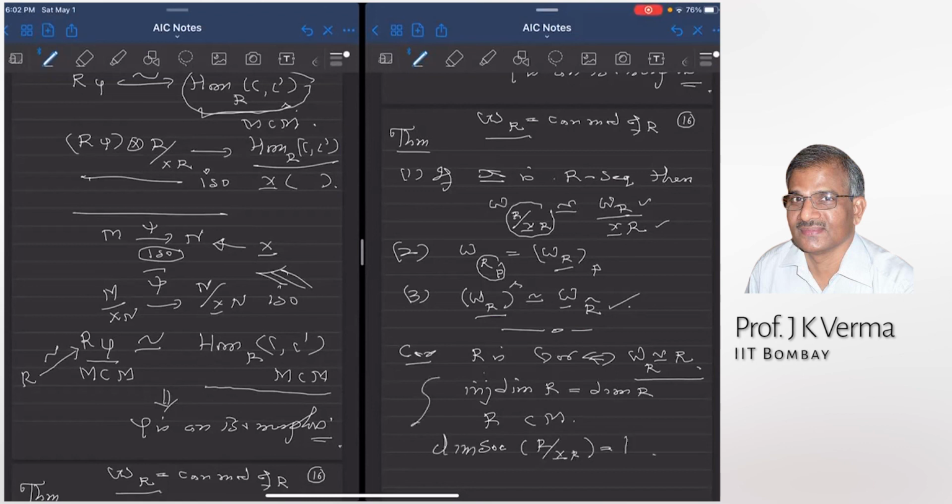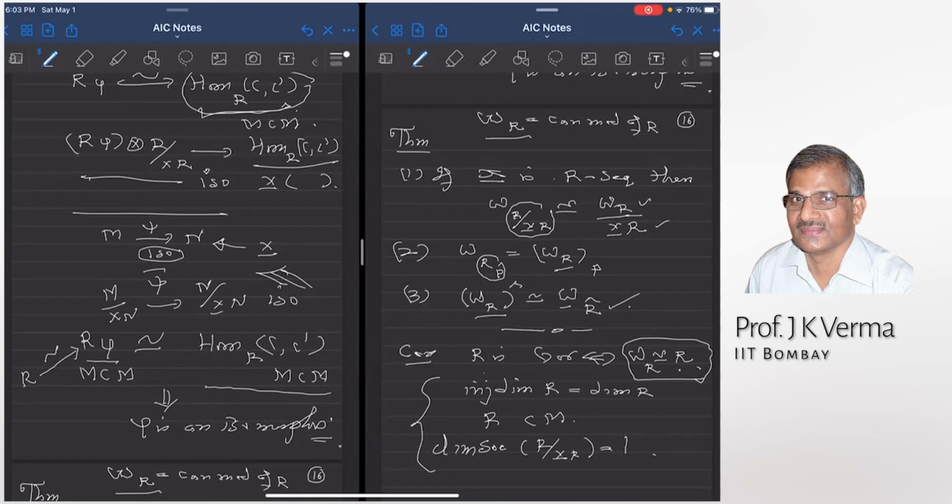Yeah. So R itself satisfies the 3 conditions we have imposed on a module to be a canonical module. So R is isomorphic to omega R, because any 2 canonical modules are isomorphic. R itself satisfies the 3 conditions. And the converse is also true. If omega R is isomorphic to R, then omega R has finite injective dimension, so R has finite injective dimension, and therefore it is Gorenstein.